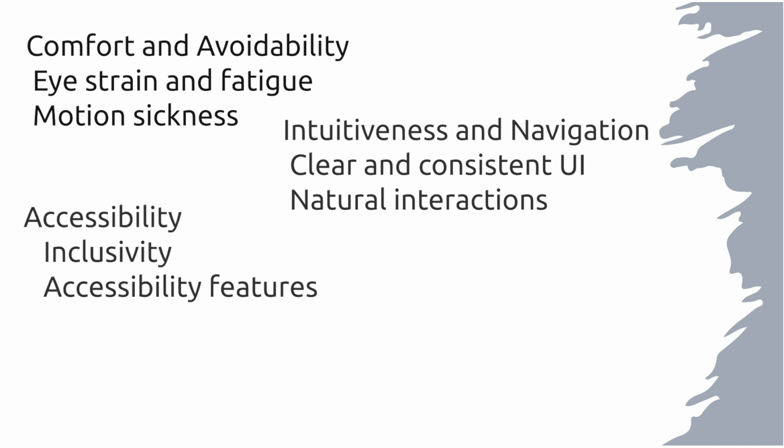The third user experience consideration is accessibility. Here we need to consider inclusivity by considering the needs of users with disabilities, such as color blindness or hearing impairments. Accessibility features should include options for adjusting text size, contrast, or audio cues.